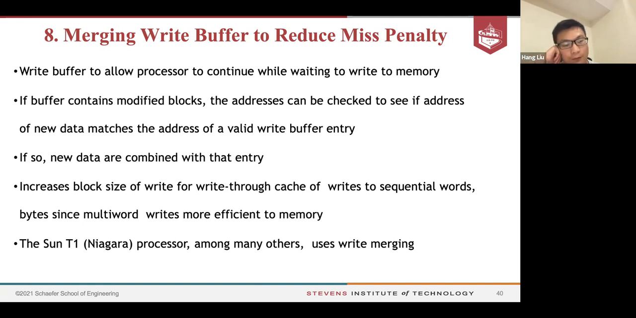This definitely improves performance. We can also increase the block size of the write for write-through caches so that we can have more merges. This is actually used in the Sun Niagara processor, among many others, using write merging. Even today's operating systems use write merging.